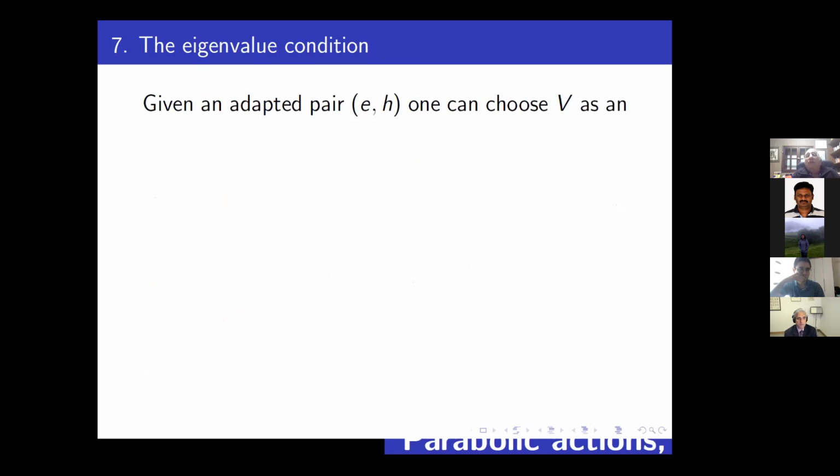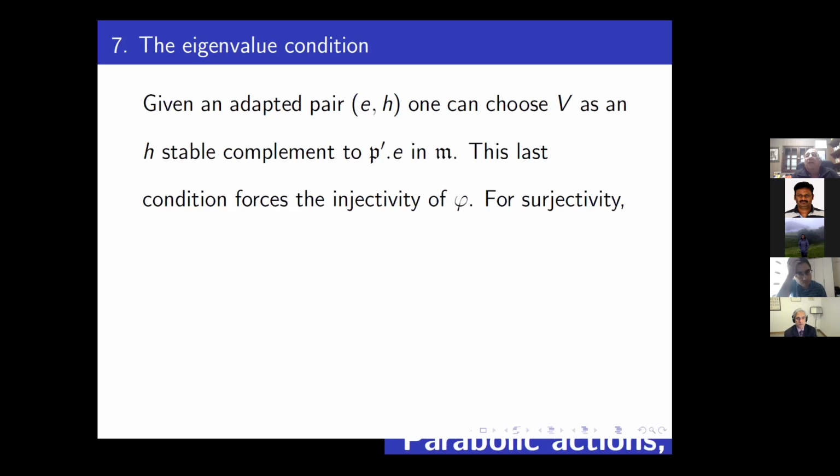So what can you do with an adapted pair? You can choose a vector space V in M, which is a complement to P prime dot E. This last condition, I should say P dot E, I'm sorry in this case, forces the injectivity of the map.